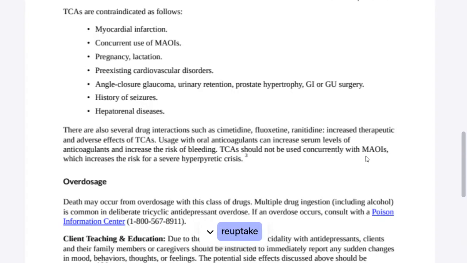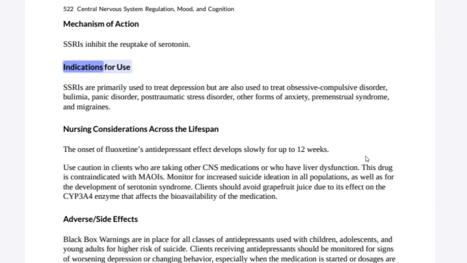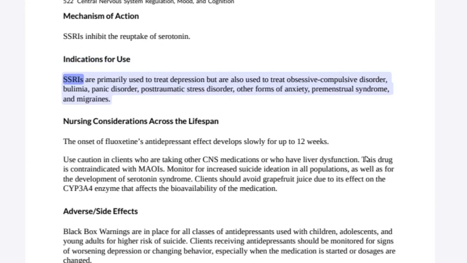SSRIs inhibit the reuptake of serotonin. Indications for use: SSRIs are primarily used to treat depression, but are also used to treat obsessive compulsive disorder, bulimia, panic disorder, post-traumatic stress disorder, other forms of anxiety, premenstrual syndrome, and migraines.